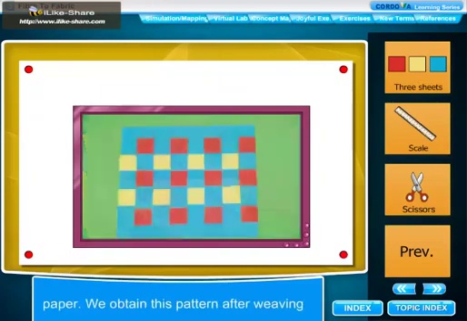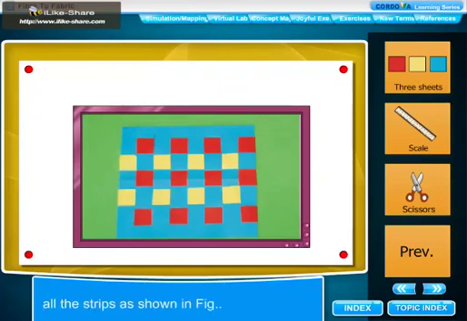We obtain this pattern after weaving all the strips as shown in figure. Observation: We will get a woven mat which is similar to the woven fabric.